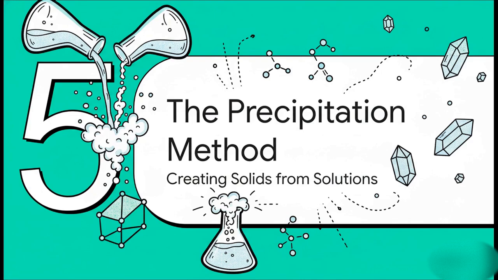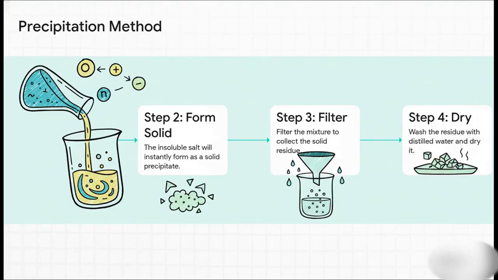And honestly, this one kind of feels like a magic trick. You're about to see a solid form right out of thin air, just by mixing two clear liquids. The strategy here is pure genius. You take two different soluble salts and you just mix their solutions together. The ions inside basically swap partners, and when the right two ions find each other, they lock together and form an insoluble solid that just appears. It precipitates out of the solution. After that, it's just a simple case of filtering, washing, and drying your brand new salt.